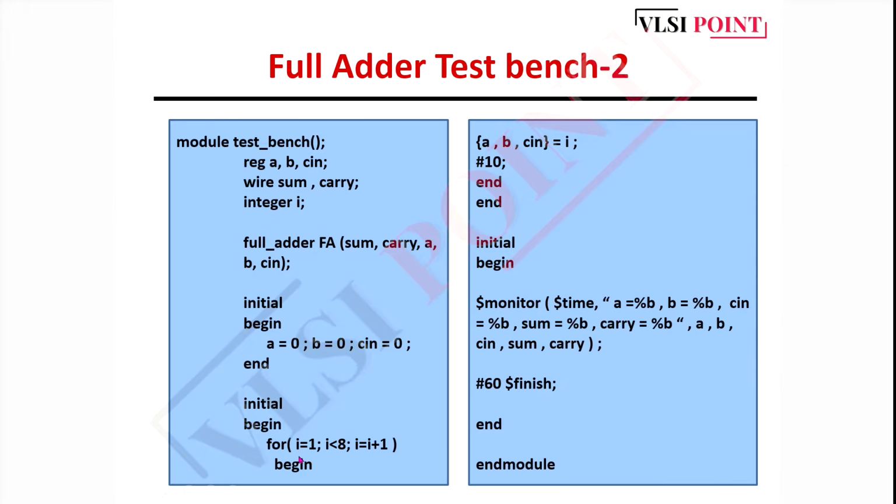In this for loop, i varies from 1 to 8 and it is incremented. It is less than 8 actually, so 1 to 7 it will vary, and then it will be incremented by 1. Then this i value will be assigned to A, B and C in, and after each value we have given a 10 time unit delay. Then in the third initial block, we have given $monitor and $finish. So this is another way by which you can write the test bench for a full adder circuit. I hope both the ways are now clear to you, and it's better to use loops instead of giving some set of values to the input variables.